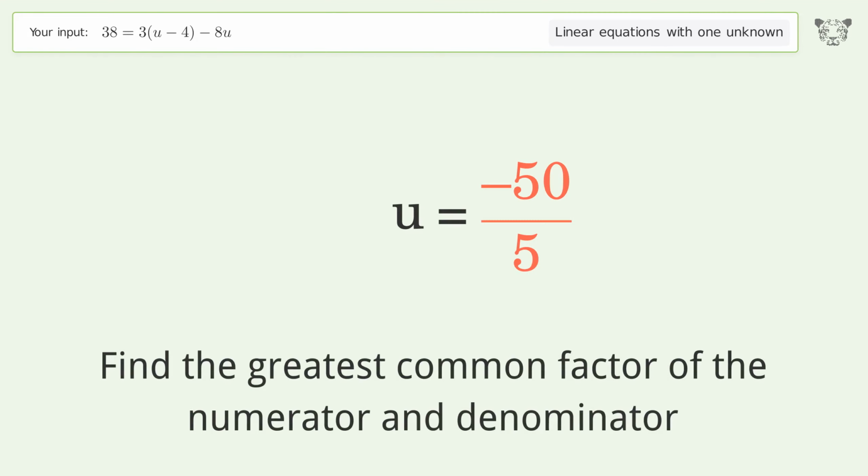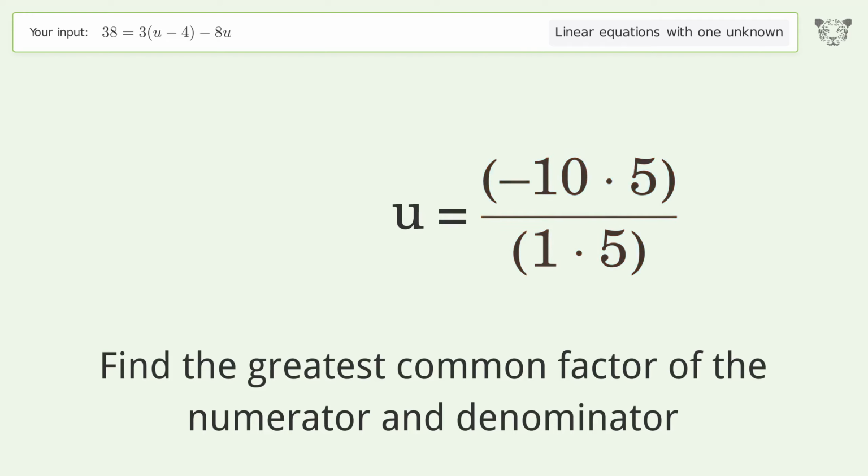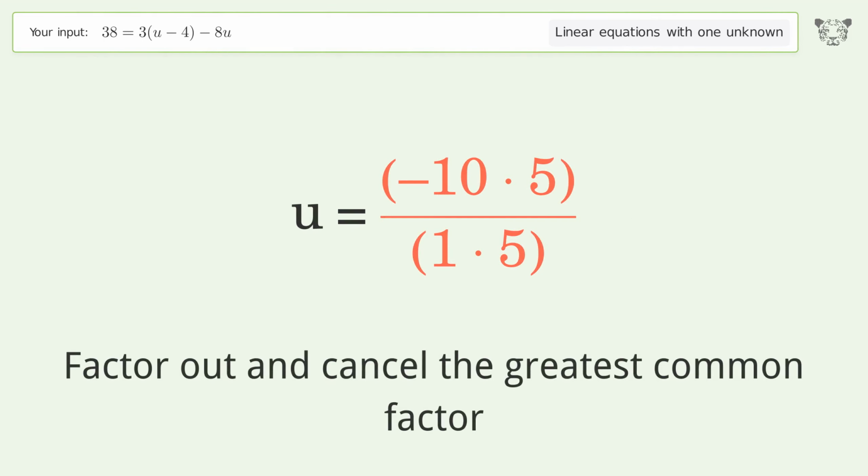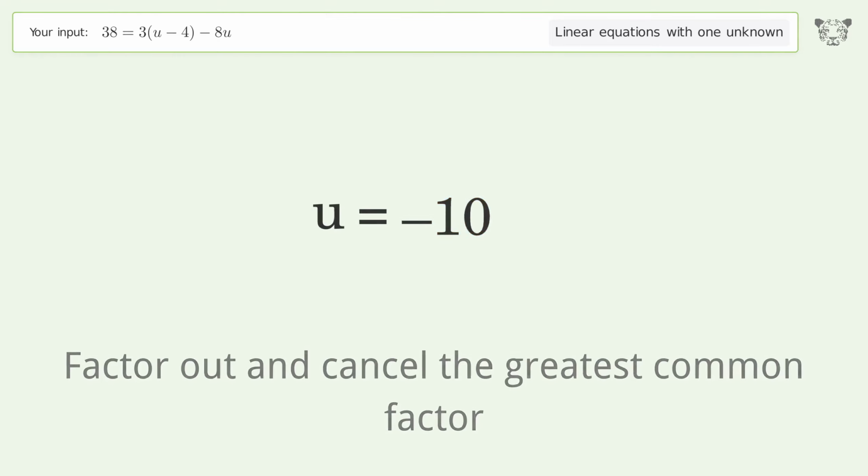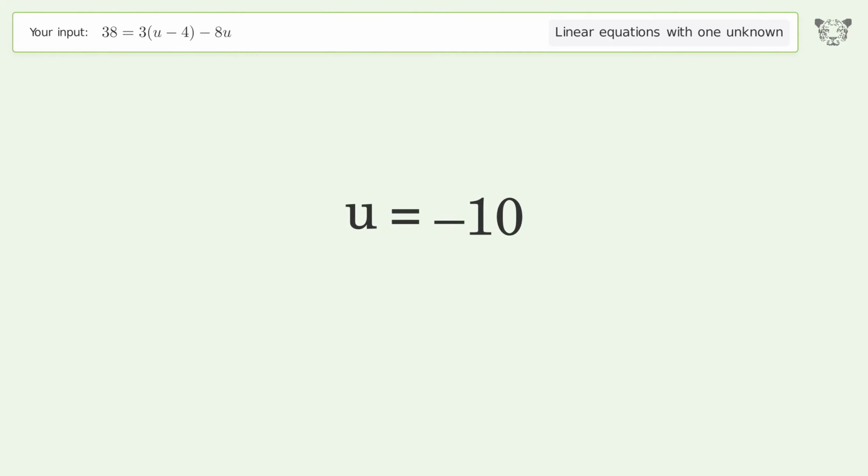Find the greatest common factor of the numerator and denominator. Factor out and cancel the greatest common factor. And so the final result is u equals -10.